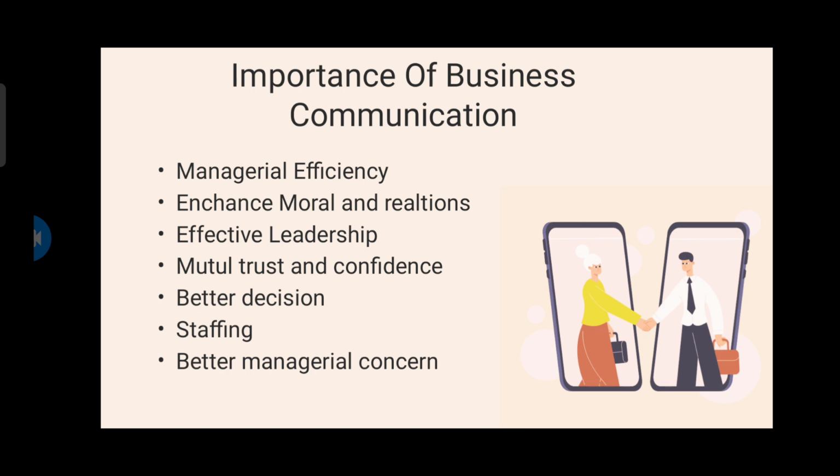Fourth one is mutual trust and confidence. Mutual trust and confidence between labor and management are necessary for the effective movement of the organization. When there is effective communication, it helps to reduce misunderstanding and develop mutual trust. Better decisions, in which the success of an organization can be measured in better decisions. When information, data, and other facts are not effectively communicated, it hampers decision making.